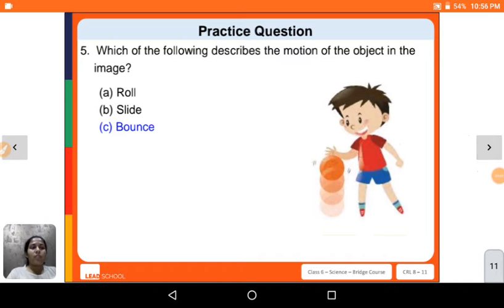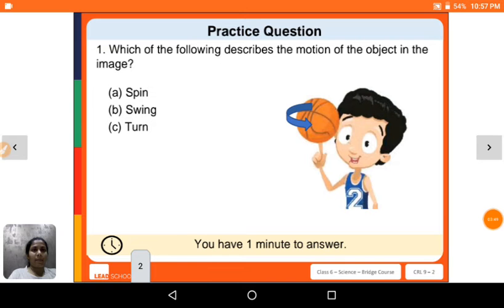Write these 5 questions in your notebook. Which of the following describes the motion of an object in an image? Here the boy is moving a ball on his finger. He is spinning the ball. So here the answer is spinning.